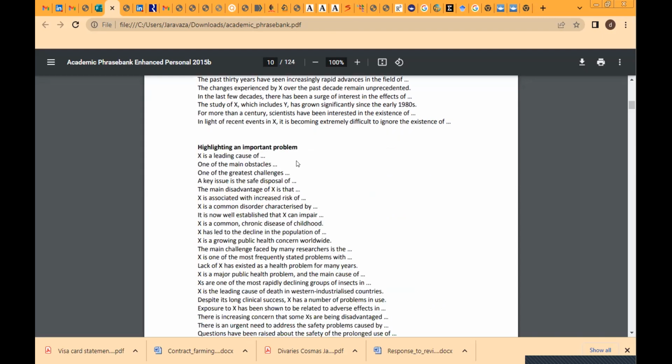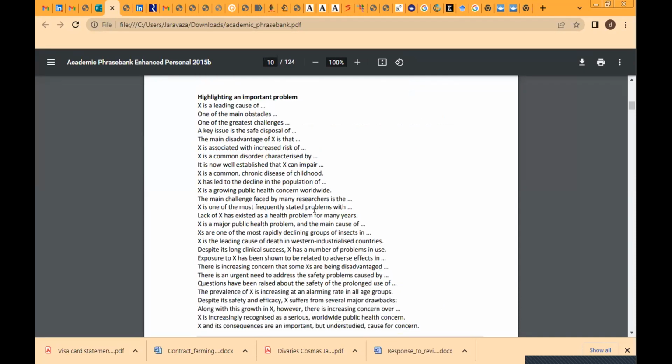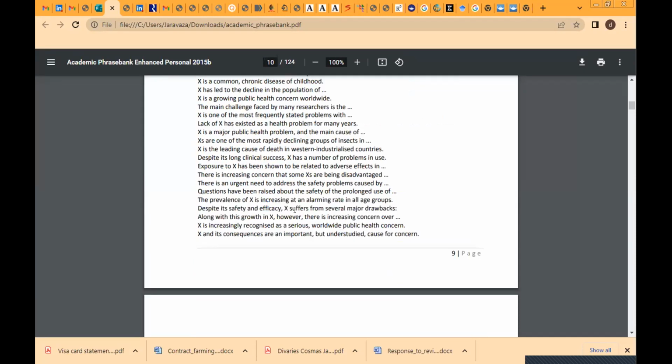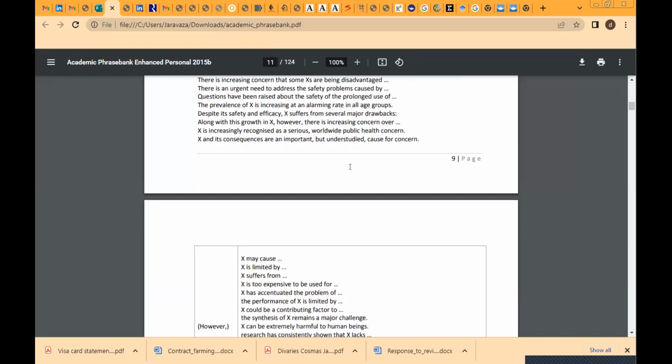X is a leading cause of. One of the main obstacles. One of the greatest challenges, a key issue is the safe disposal of. The main disadvantage of X is. It is now well established that X can this and that. So we are looking at various ways. There is increasing concern that some of these are being disadvantaged. Exposure.